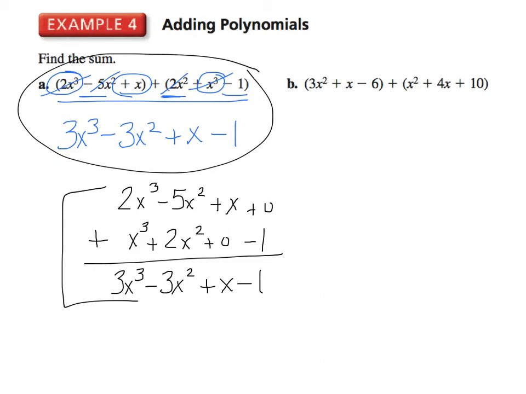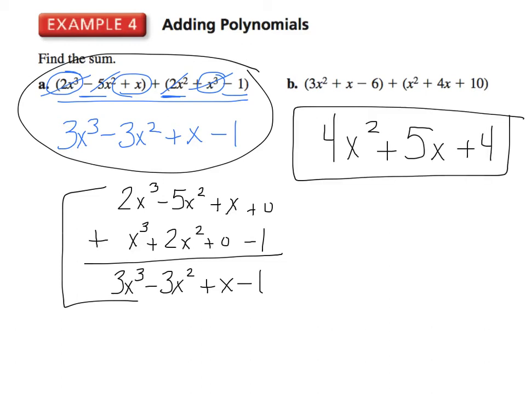So now I want you to solve B by yourself. You may pause the video and do it yourself. If you did it correctly, 4x squared plus 5x plus 4 would be your answer.